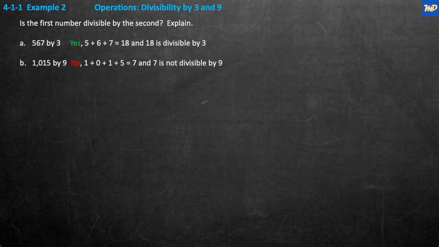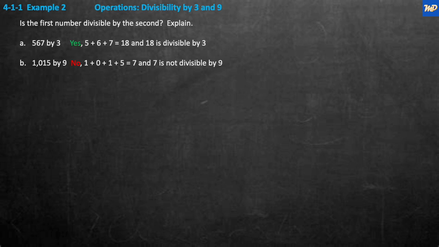Okay, now let's get into some of those divisibility by 3 and 9. A little more interesting. Is 567 divisible by 3? Same number as before. The answer is yes. Why is that? Because 5 plus 6 plus 7 equals 18. 5 plus 6 is 11, and 11 and 7 is 18, and 18 is divisible by 3.